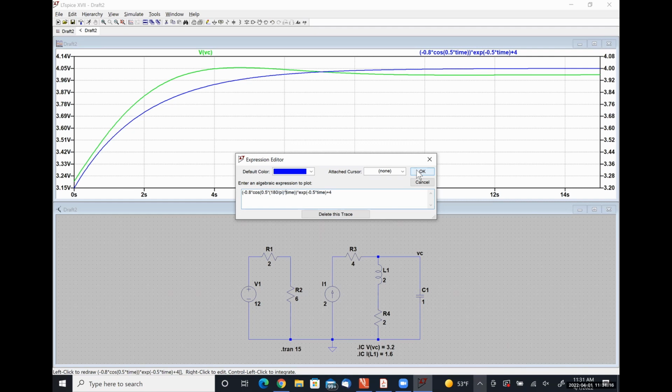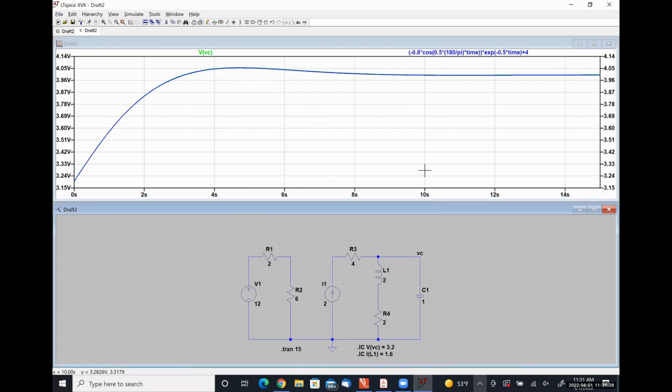So to get a true one-to-one look at these things, I have to make sure that the scale on the right-hand side matches the scale on the left-hand side. LT Spice will automatically adjust it with this new function. So I'm going to press OK, and my green curve disappeared, which means my blue curve has completely overlapped it, and we have perfectly matched our signals. So our analysis was correct.